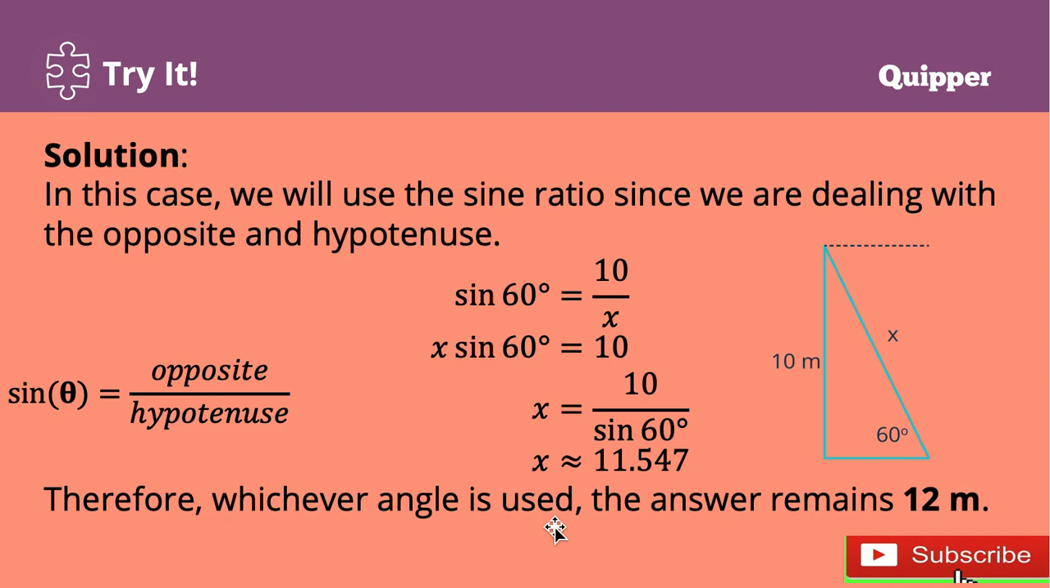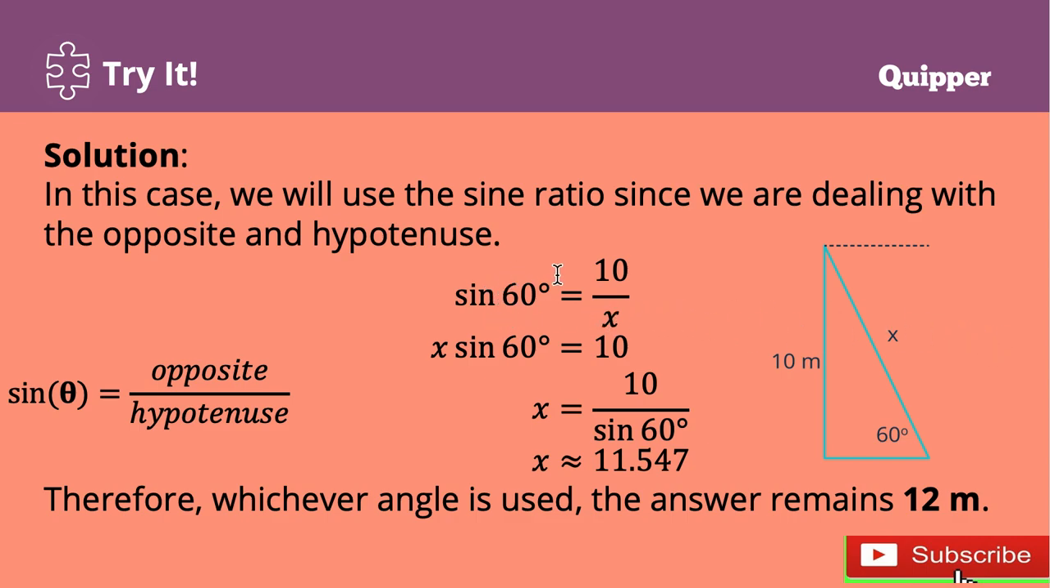In this case, we will use the sine ratio since we are dealing with the opposite and the hypotenuse. Since this is now our focus, the 60 degrees, and the 10 meters, or the height of the lamppost, is now the opposite side, and still we have the hypotenuse. So we have sine theta is equal to opposite over hypotenuse. Our theta measures 60 degrees. So we have sine 60 degrees is equal to 10 over x. 10 is the opposite and x is the hypotenuse.